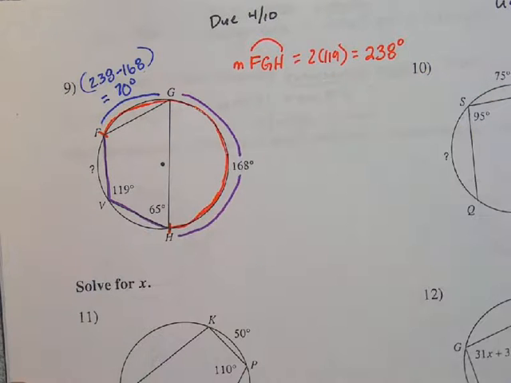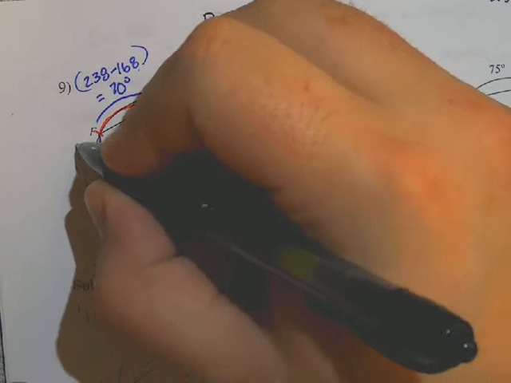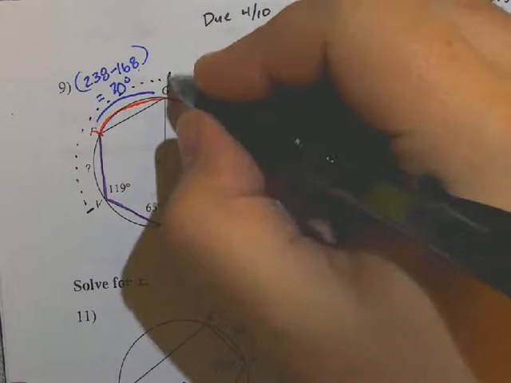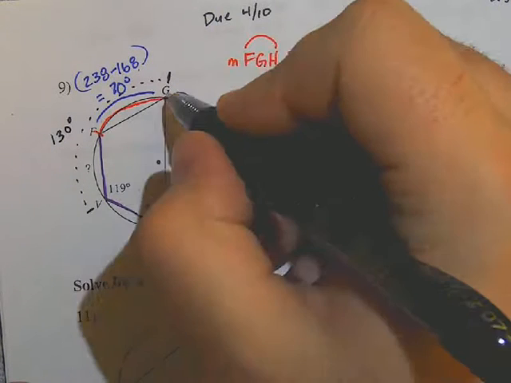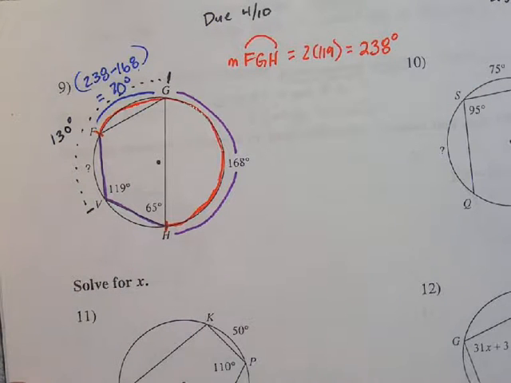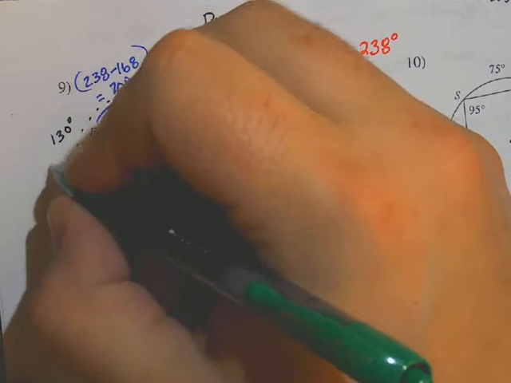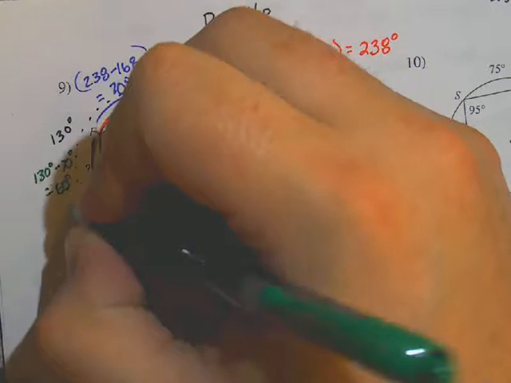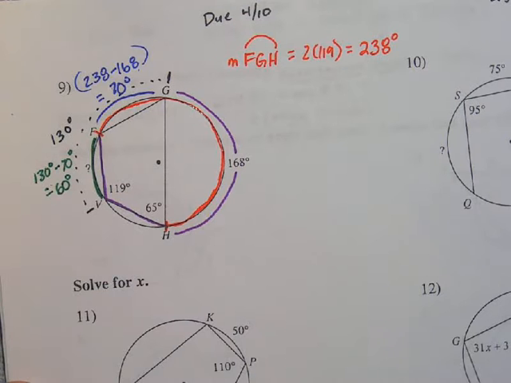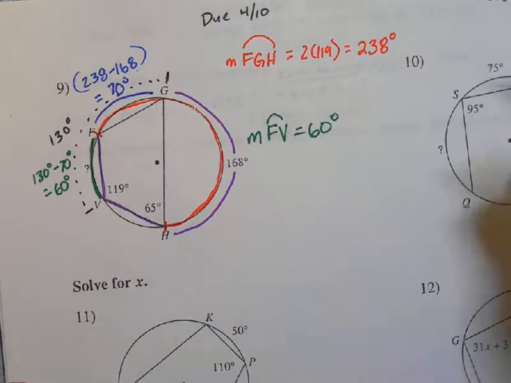doing my due diligence. So if I look at 65, it's really going from V over to G, okay? So that's this arc. And 65 times 2 is going to be, what, 130 degrees? So the black arc is 130. Take away this 70. That means that the green arc here, FV, has to be 130 minus 70, which is 60 degrees.